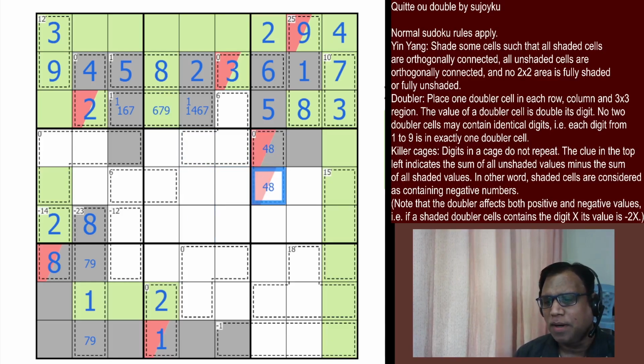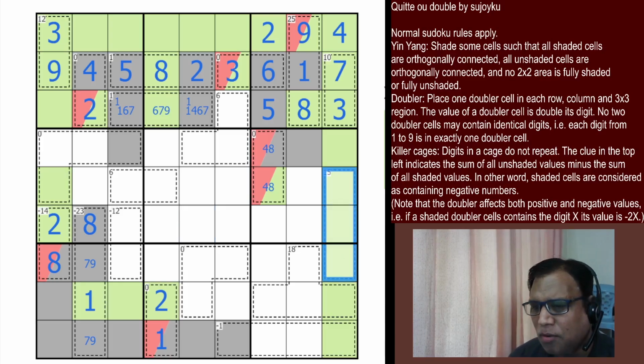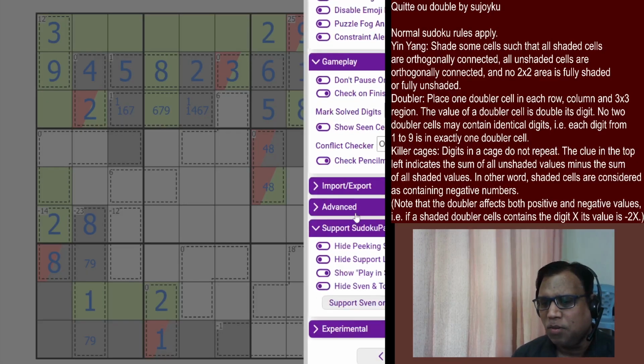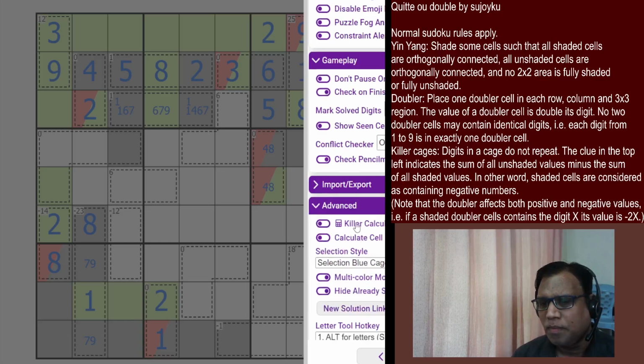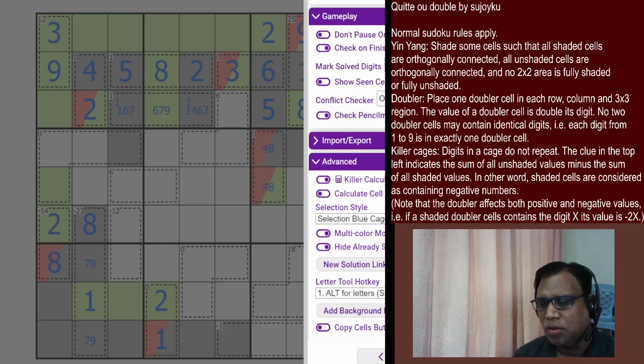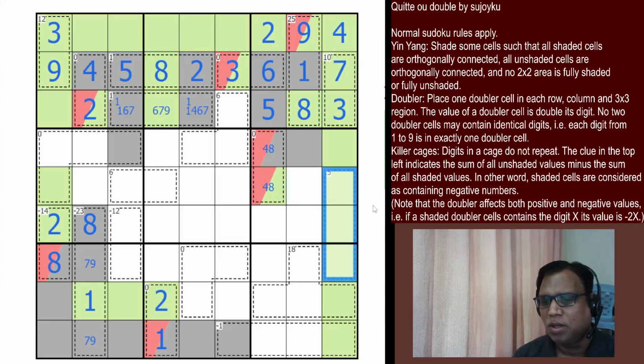Oh, this is negative, right? That means this has to be positive. But doubler could still be one of these. We don't know which one is doubler. And now this could be anything. Oh, but 15. Okay, I have to maybe start the sum now. I'm starting the killer calculator because I think now 15 is also pretty much constrained.